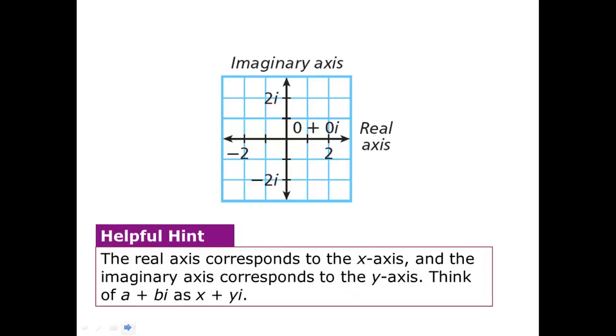This is section 2.9. We're going to be looking at operations with complex numbers. First, we're going to take a look at graphs. When we graph imaginary numbers, the x-axis is the real axis, and the y-axis is the imaginary axis.